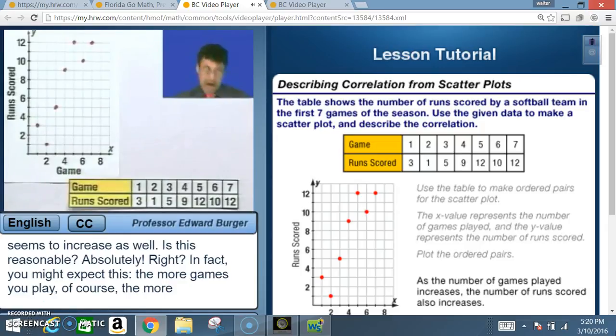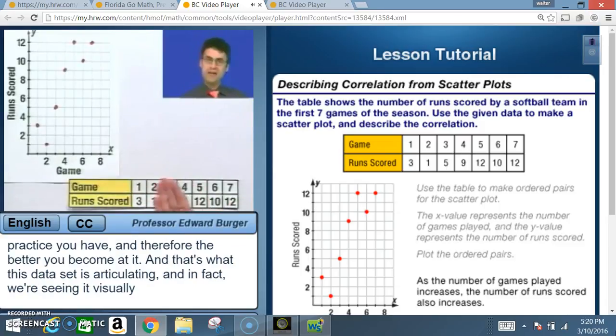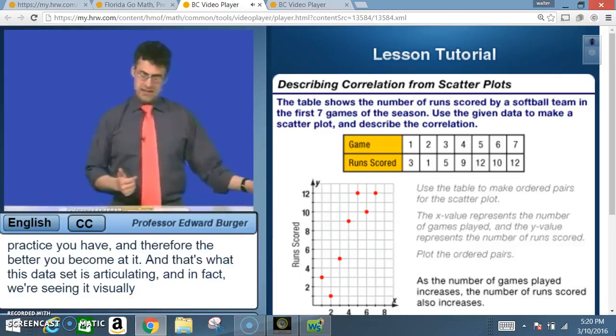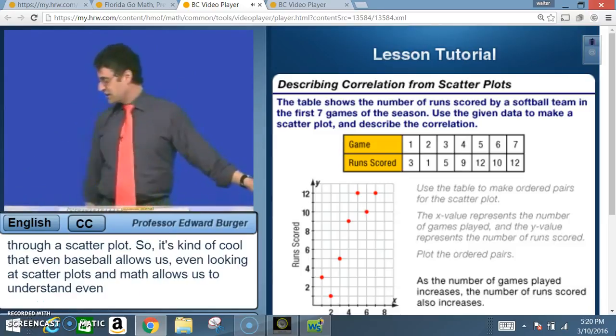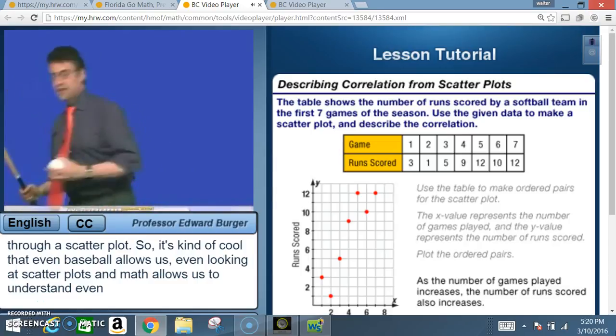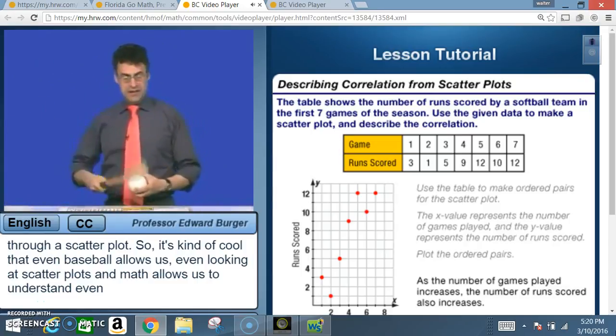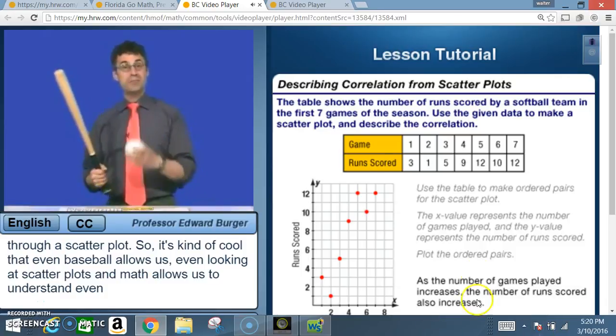Is this reasonable? Absolutely, right? In fact, you might expect this. The more games you play, of course, the more practice you have, and therefore the better you become at it. And that's what this data set is articulating, and we're seeing it visually through a scatter plot. So it's kind of cool that even looking at scatter plots and math allows us to understand even baseball better.